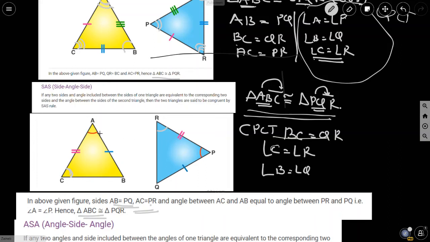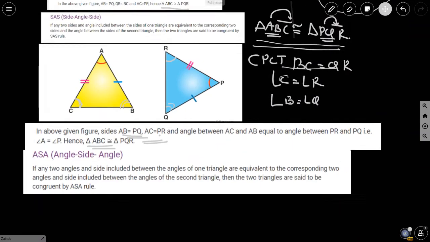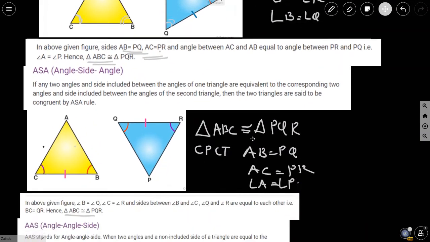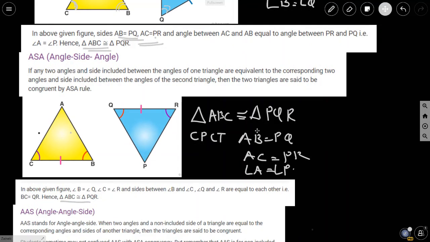Same way AC is equal to PR. So AC's opposite angle B and PR's opposite angle Q. That is CPCT from SAS rule. Then ASA rule, that is just here the side is included. Here also we will get triangles congruent.